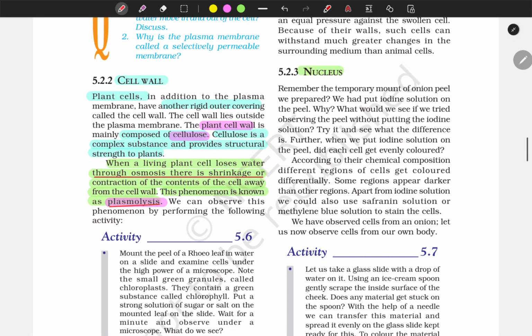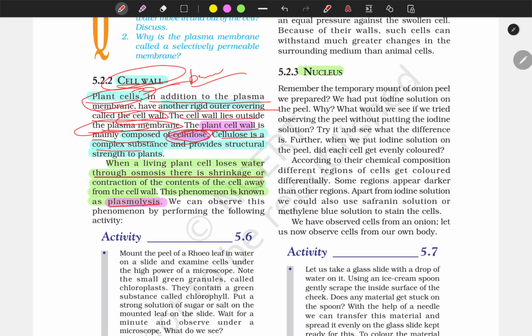Now let's talk about the cell wall. Plant cells, in addition to the plasma membrane, have a rigid outer covering called the cell wall. Animal cells don't have a cell wall. It is found only in plant cells and in some bacteria. The cell wall lies outside of the plasma membrane.